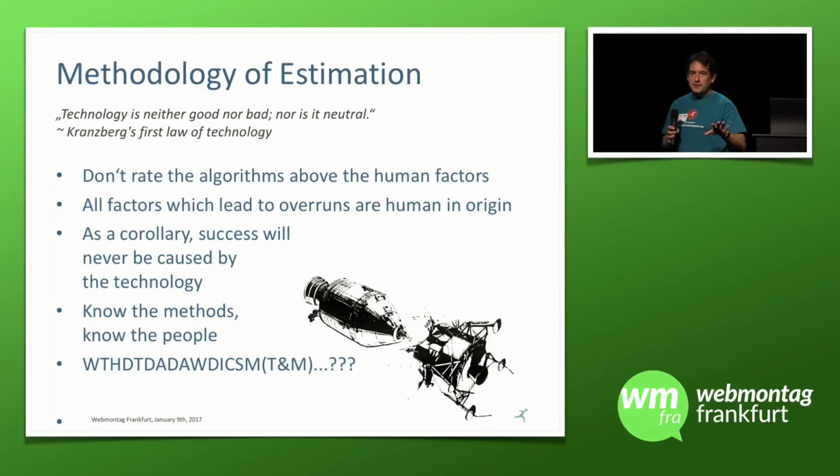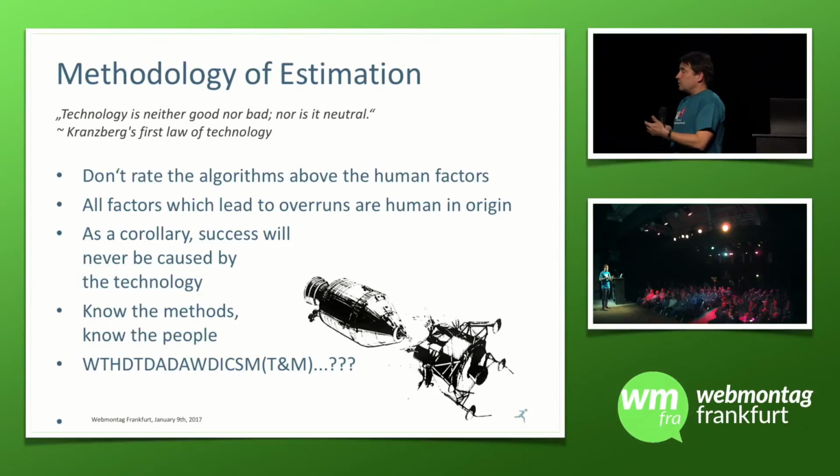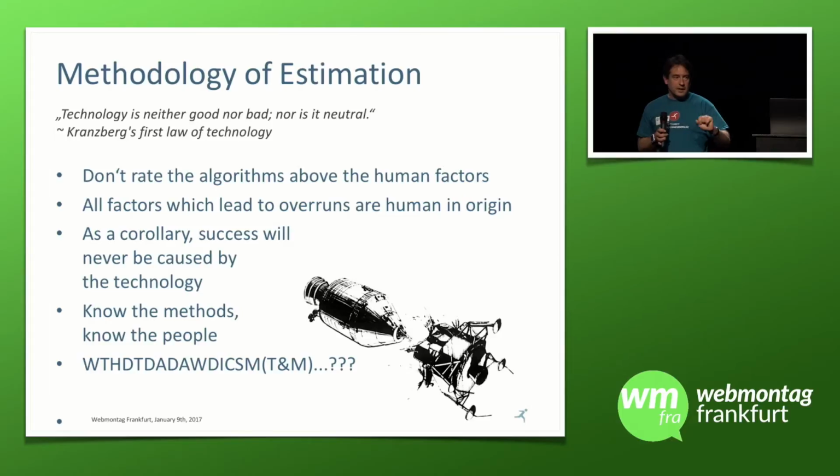If a server crashes, it either wasn't planned properly, it wasn't programmed properly, or the capacity wasn't adapted to the job it had. Success will also never be caused by technology, it will be caused by proper planning, proper estimation. Know the methods that your team is using, know your experts, and know what they can produce. We'll be getting back to that more in just a bit.